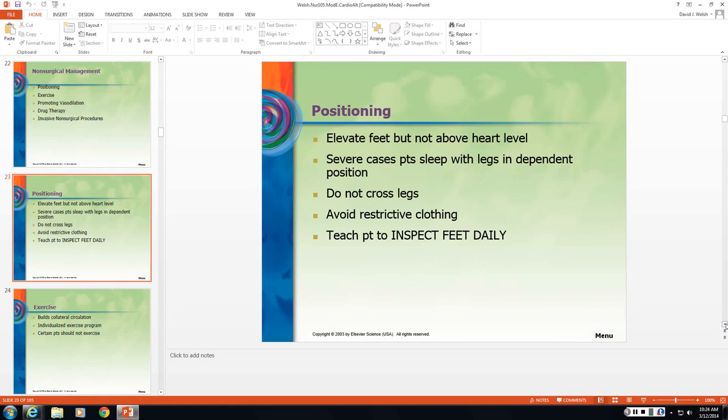Positioning, like we talked about, you want to elevate the feet, but not above the heart level. In severe cases, the patients are going to sleep with their legs in a dependent position. You want to make sure they don't cross their legs. You don't want to cut off more circulation. They need to avoid restrictive clothing, and you want to make sure you teach the patient to inspect their feet daily. So they want to check for any kind of ulcerations. Take care of that as it occurs, because you don't want it getting so bad that it gets gangrenous.